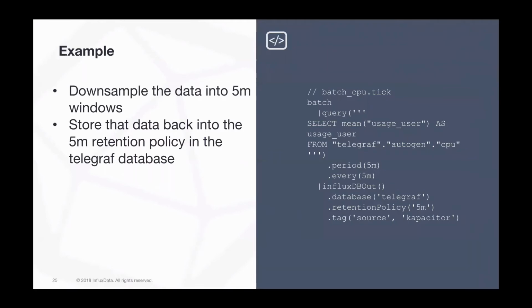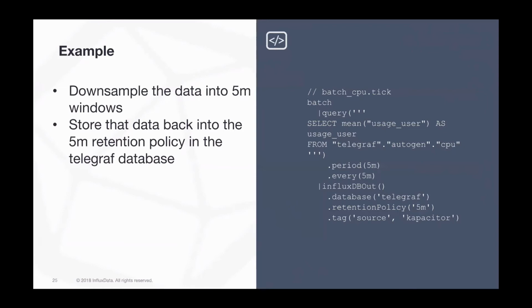Okay, so here you can see an example of a batch task, a tick script, downsampling the data into 5-minute windows. As we looked at before, when you run a batch task, you must immediately query the database. So you run that InfluxQL statement, select mean of usage_user. You're grabbing it from the Telegraf database, specifically the CPU measurement, and you're taking it in 5-minute intervals, 5-minute windows.